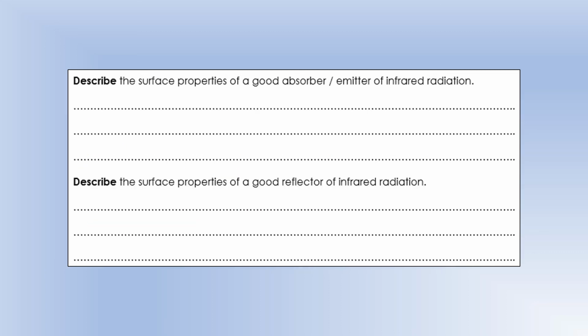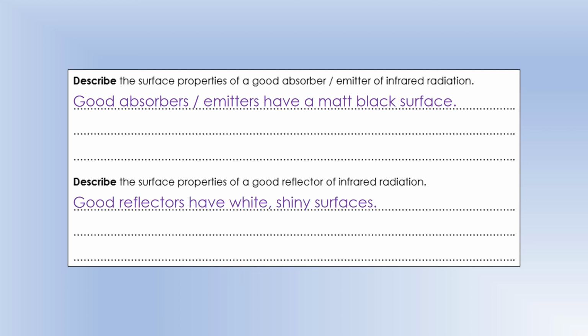Okay, so different types of surfaces are better or worse at absorbing or reflecting radiation. So if you are a matte black surface, you'll be a very good absorber or a very good emitter of radiation. And if you're a white, shiny surface, you're going to be very good at reflecting. And those processes are the opposites of each other. So white, shiny are rubbish absorbers and emitters, and matte black are rubbish reflectors.